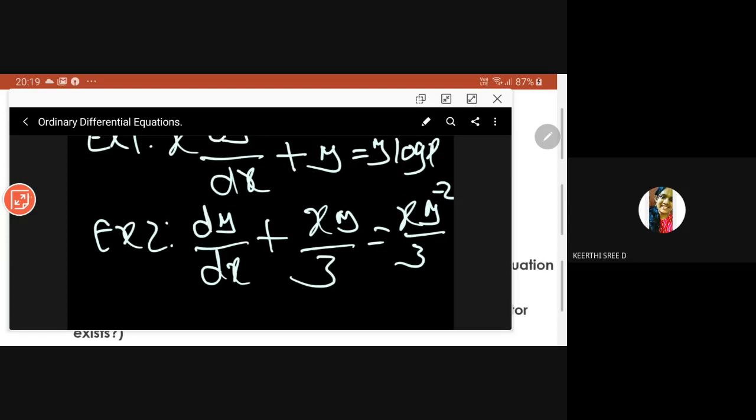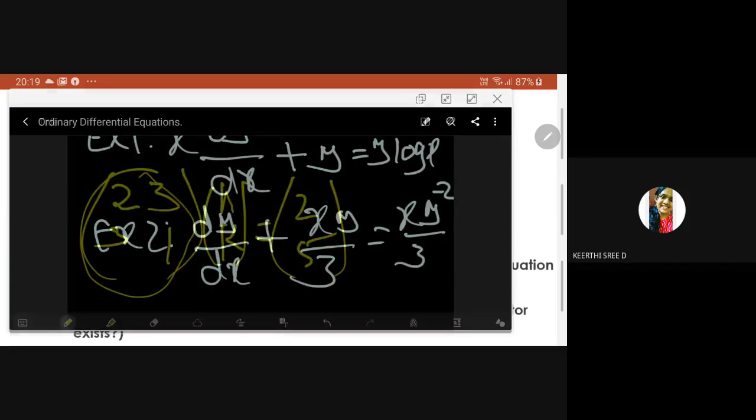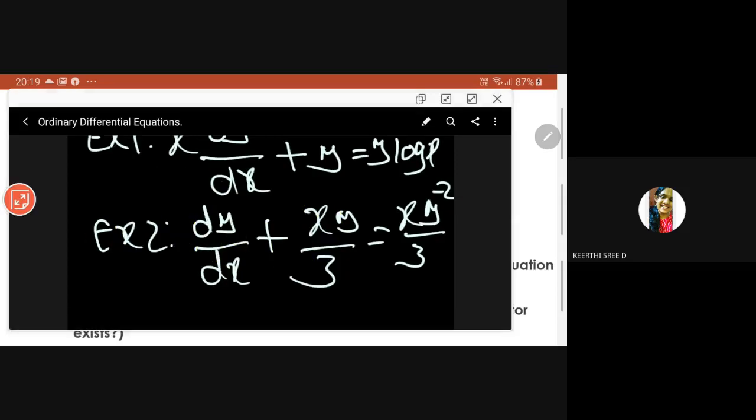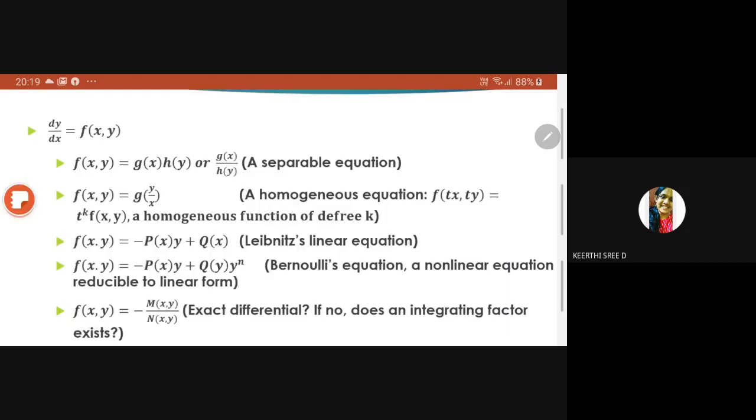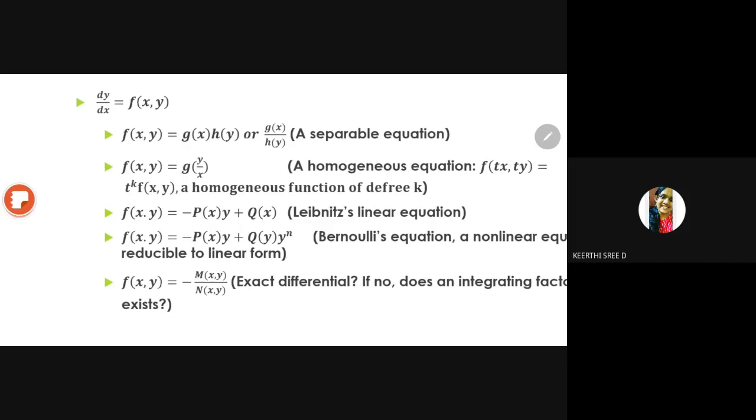Now we have discussed an outline. Till here we came; except exactness, all the other things we have covered.